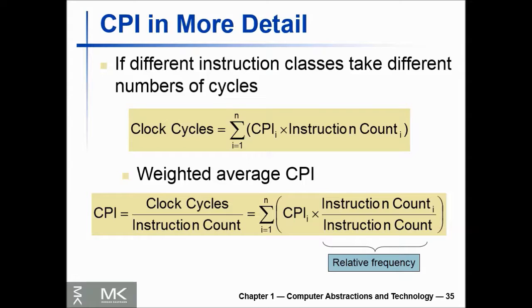And to find the average CPI, we use the equation CPI is equal to clock cycles divided by instruction count, and for more than one class, we use the same formula. We put the summation i goes from 1 to n of CPI for the ith instruction class multiplied by instruction count for the ith instruction class, and divide by instruction count.